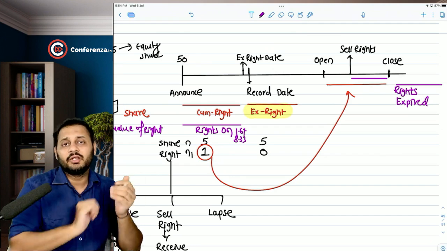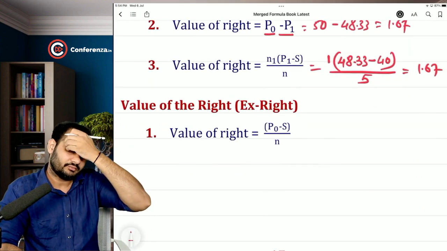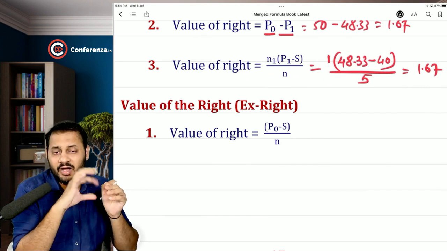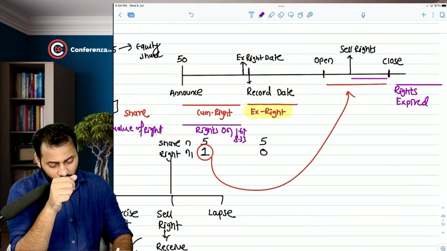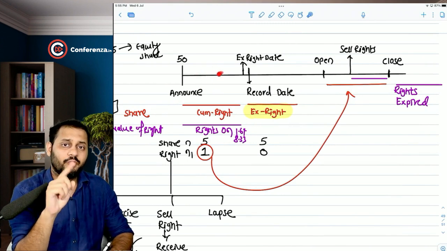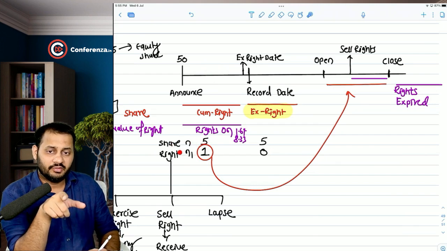But after that particular date, we will call it the value of the right X right. After the X right date. And the formula will change after that. Why the formula will change? Just understand. Whosoever is buying the share in this phase, they are getting a right to buy one more share at a discounted price. See, share 5, N1 1.